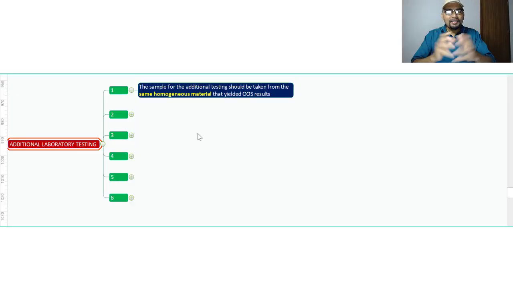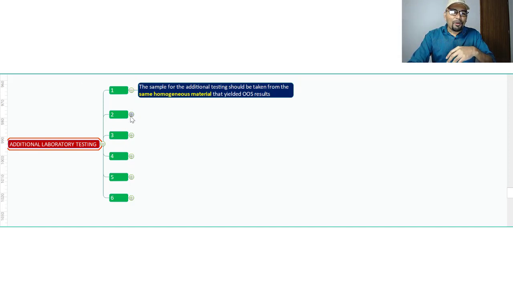So let us begin with the additional laboratory testing, how one can conduct that. So first and foremost, you must use the sample for the additional testing from the same homogeneous material that has yielded the OOS result. Preferably, let us say you are performing the assay, and for that you need to make the homogeneous sample by crushing X amount of the tablets. And if that crushed sample is available, preferably that must be used.